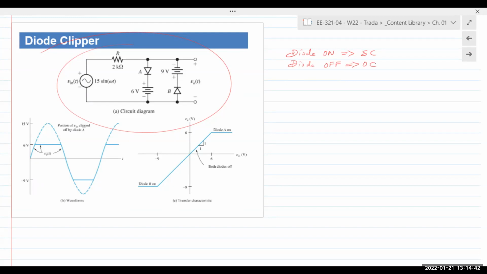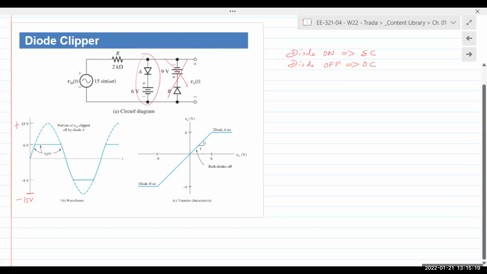So let's just take a look at the positive peak here, okay? You have a sinusoidal waveform that is being applied. Peak value is 15. Vm or Vp is 15, meaning it swings between plus 15 and minus 15, right? So negative peak is at minus 15, positive peak is at plus 15 volts. If you look at the diode clipper circuit, ignore this branch for now. Just focus on this branch.